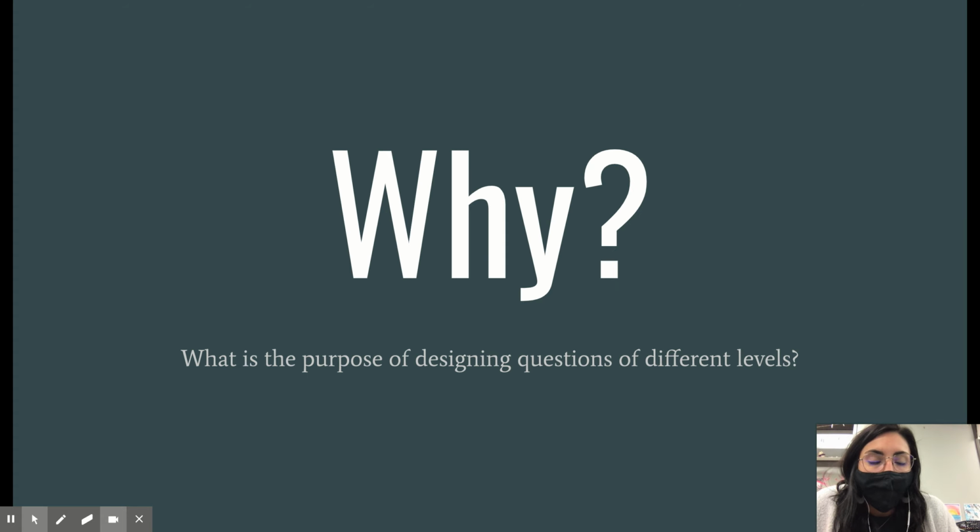So the last question is why? What is the purpose of designing questions of different levels? You can think about that as you go forth and make lots of your own questions. But remember, the real purpose is that we are dependent on the text in our analysis, and that we are creating questions that help us get to a deeper meaning. So good luck as you go forth and make lots of good questions.